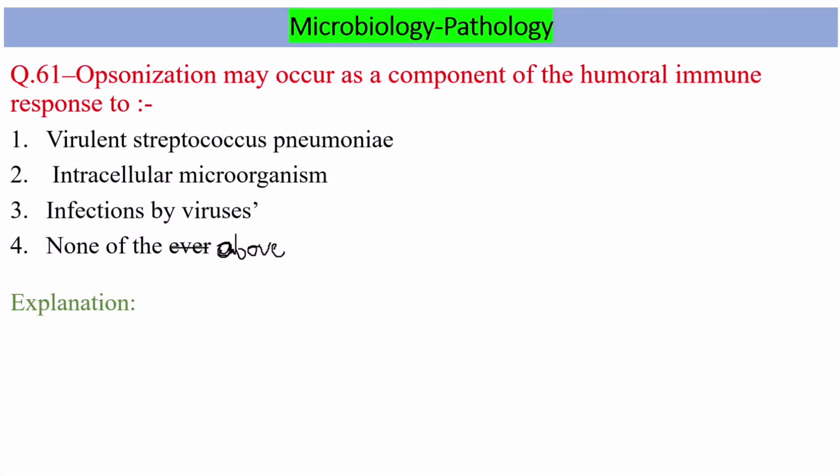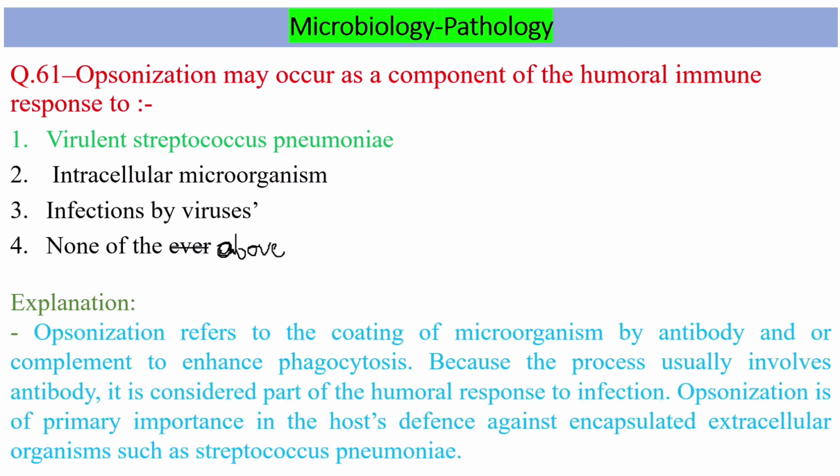Opsonization may occur as a component of the humoral immune response to: virulent Streptococcus pneumoniae, intracellular microorganisms, infections by virus, none of the above. Correct option is virulent Streptococcus pneumoniae.